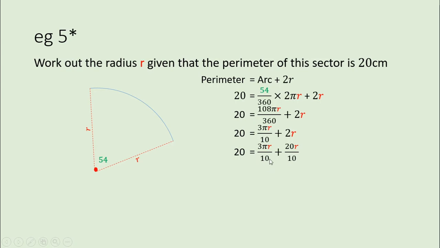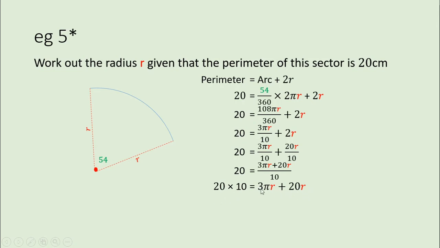Now I can group these two terms together, put them both as a fraction over 10. So that's 3 pi r plus 20r over 10. I want to get the r on its own, so I'm going to try and get rid of this fraction here. This is all getting divided by 10. So now I can take the 10 to the other side and multiply. Looking a little bit simpler, I don't have a fraction anymore. Working that through, that's 200.